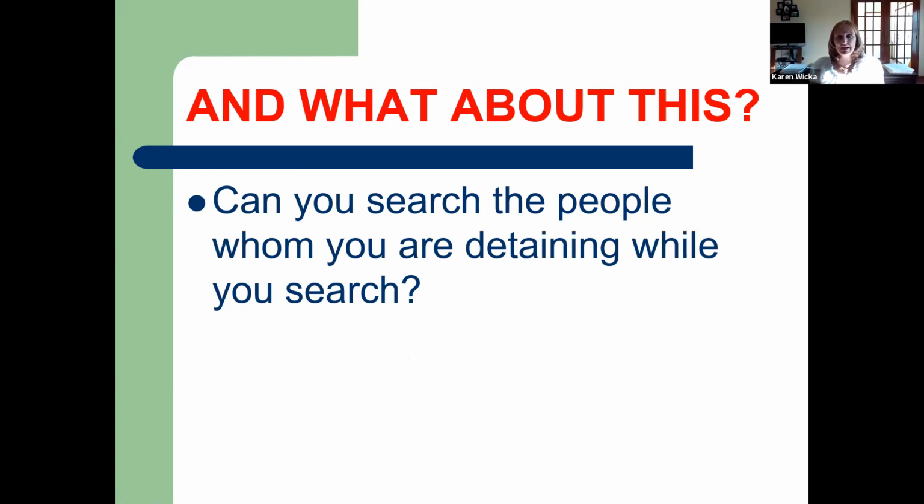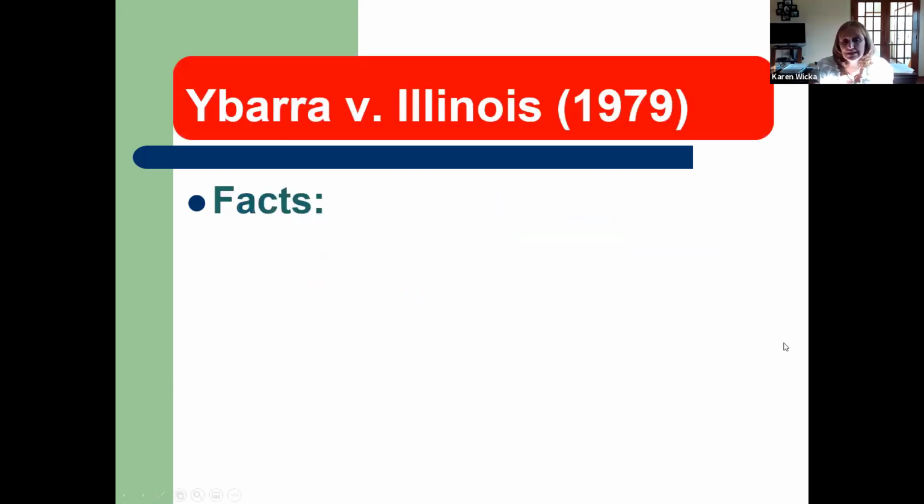Now, what about searching people whom you are detaining? So the next case was a case where they went in, they were going to search a bar owner in the bar. And so they were detaining all of the patrons of the bar. And the police went around and searched each of those patrons while they were being detained. So the Supreme Court had to decide, are they allowed to search the people that they're detaining? Are they allowed to actually search them? And the Supreme Court said no.